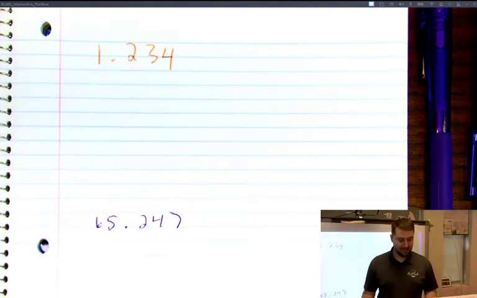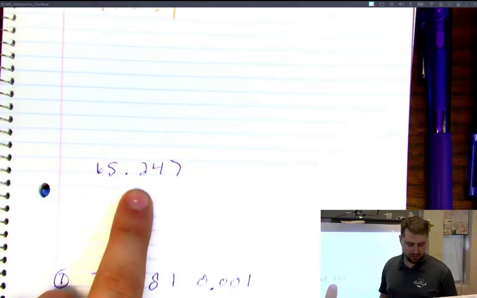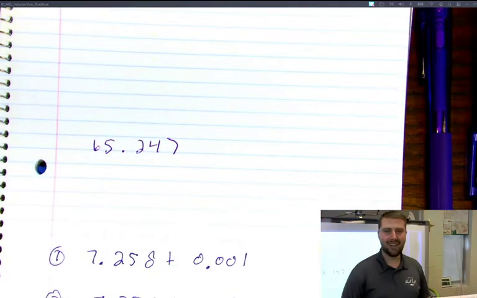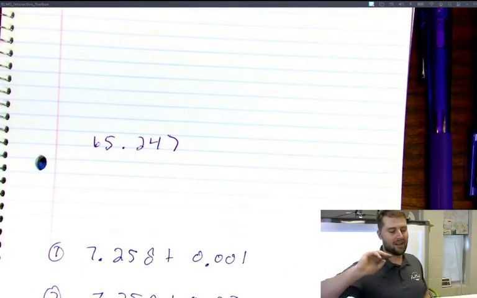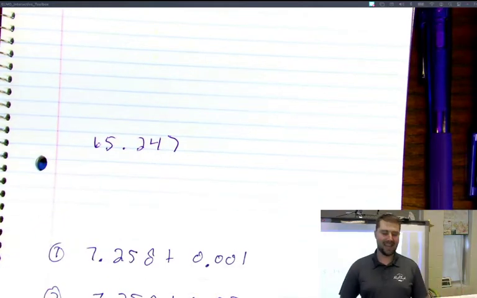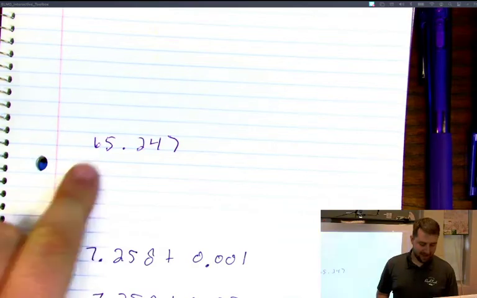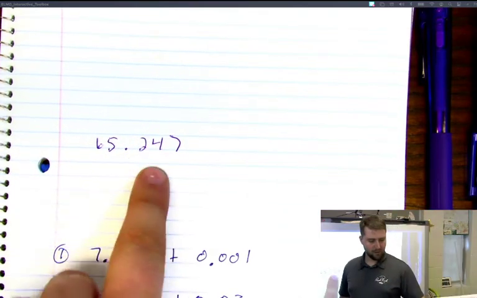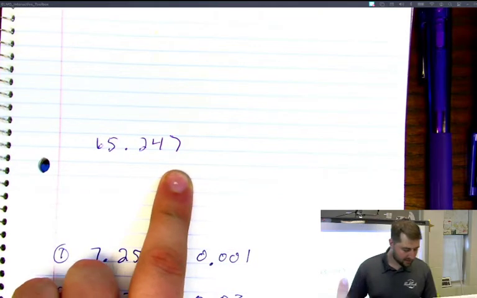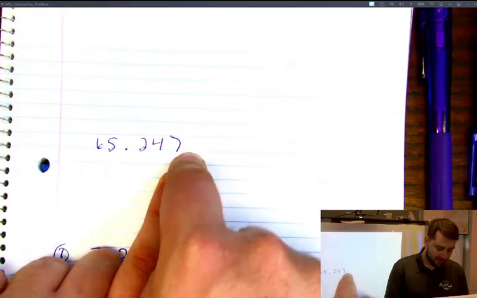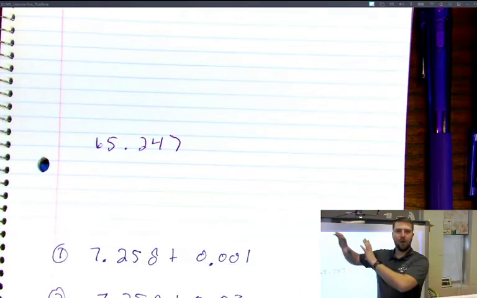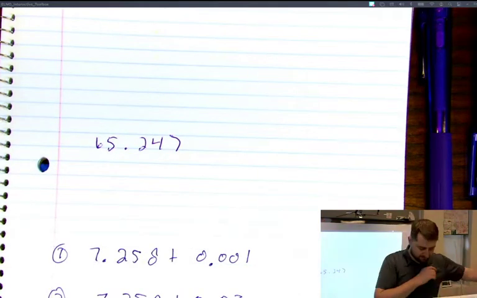All right, let's do the same thing with this one: 65.247. Read that number aloud. 65 and 247 thousandths. Again, that 7 is in the thousandths place, so we know it is 247 thousandths. That decimal place separates our whole number from our fraction.